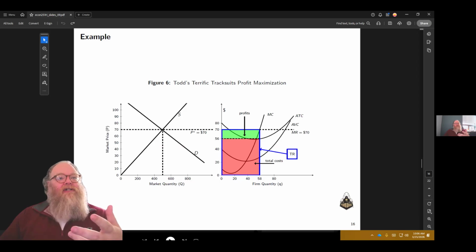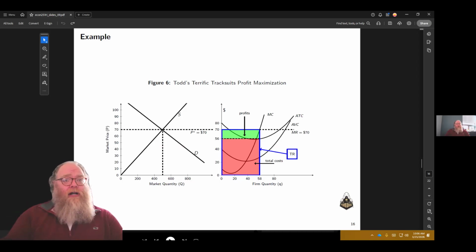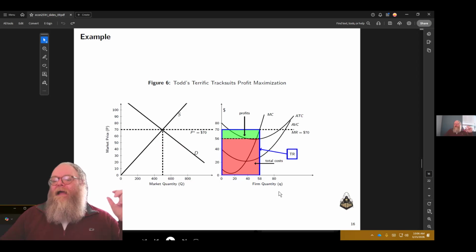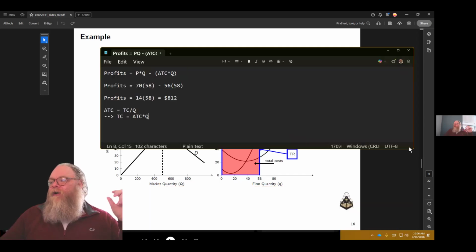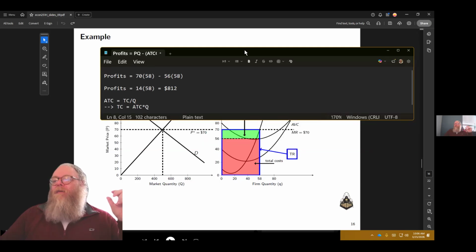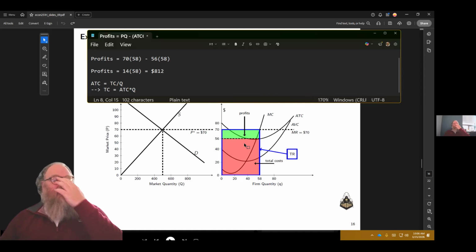The market sets a price of $7 in this particular example. The firm is going to respond by producing, again, where MR equals MC, meaning that the firm is going to produce 58 units. Now, I showed you how to go through to calculate profits last time. But one thing I wanted to point out is that visually, again, we can actually see profits here.